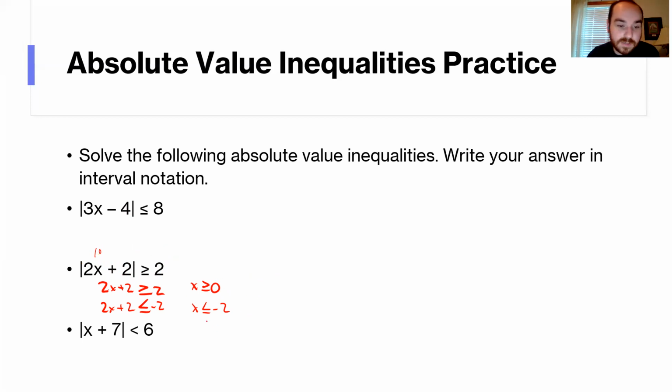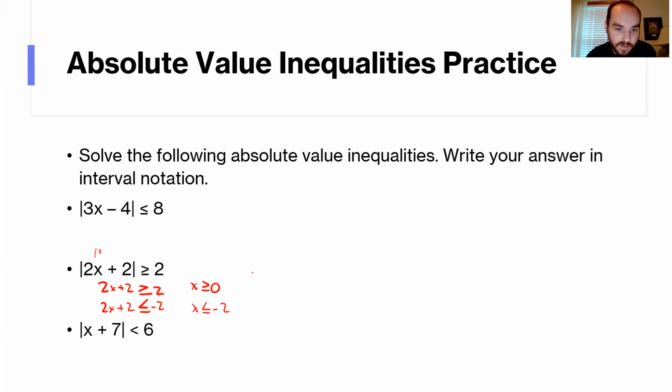If we test a value that's in between, like negative 1, if we plug in negative 1 here, we'd have negative 1 times 2, that's negative 2, plus 2 is 0. The absolute value of 0 is 0, which is not greater than or equal to 2. So we know that we probably have our answer right. Now in this case, though, we don't have one single interval. This is a discontinuous function right here.